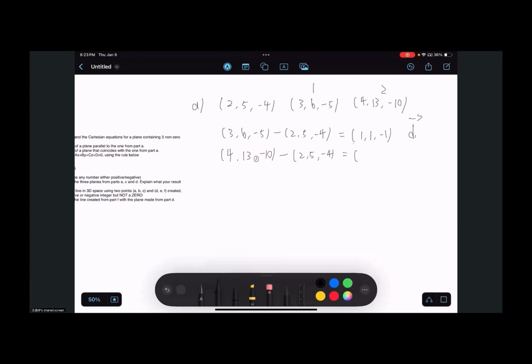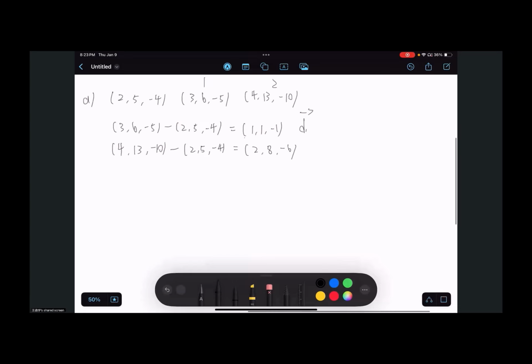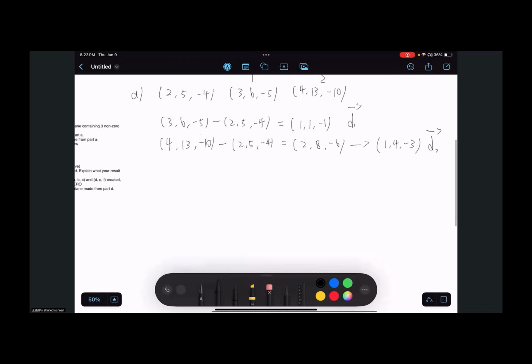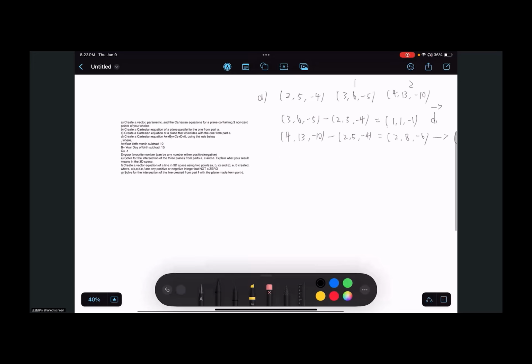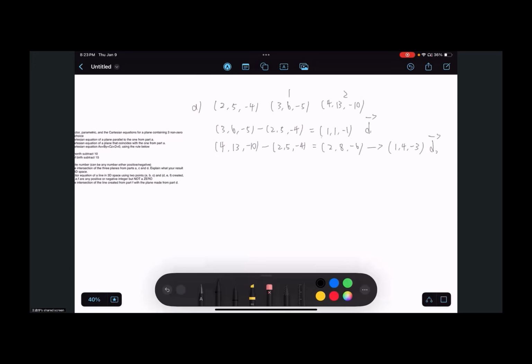And then we get 2, 8, and -6. And after factoring, we got 1, 4, -3. So it's the second direction vector. So we got 1 point and 2 direction vectors. And then we can write down the vector equation.